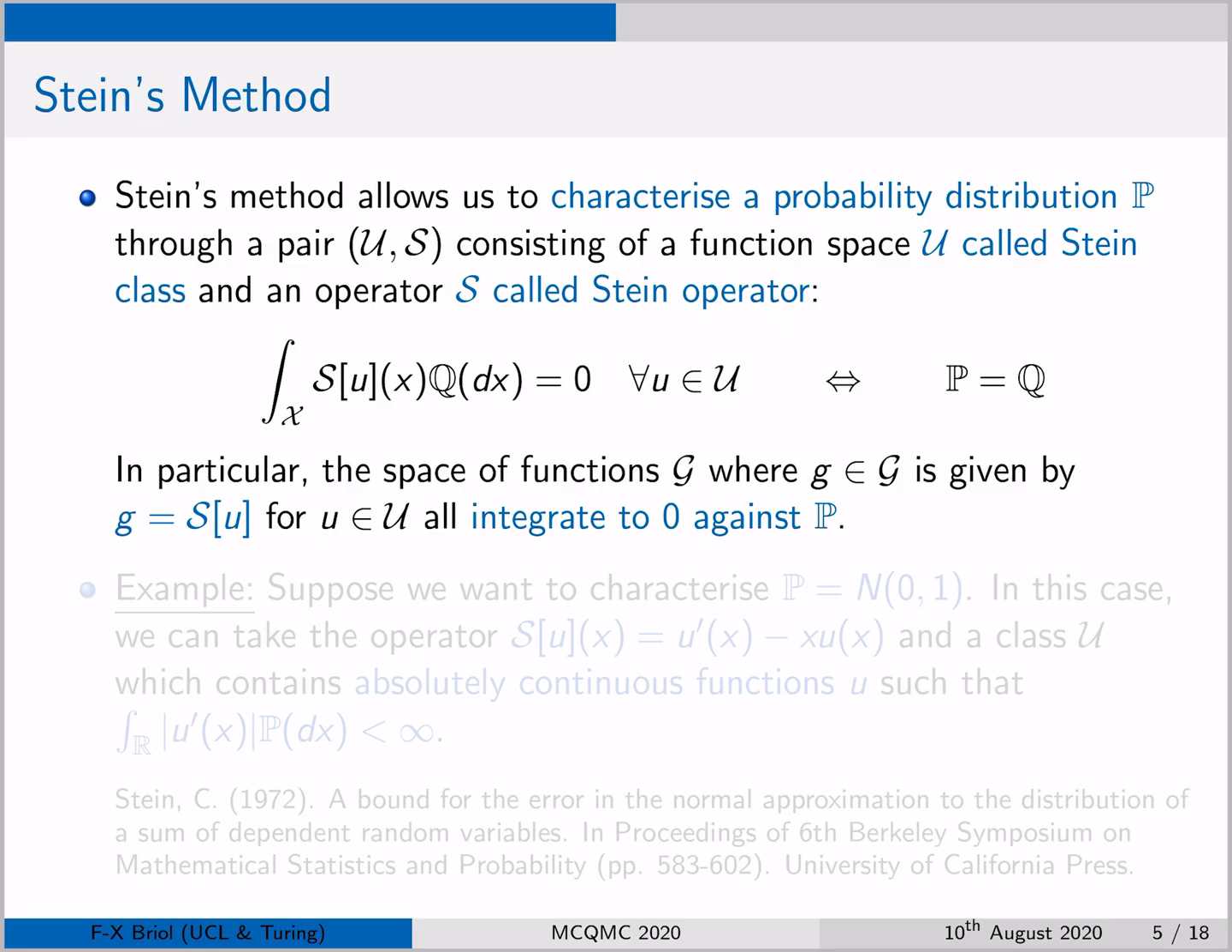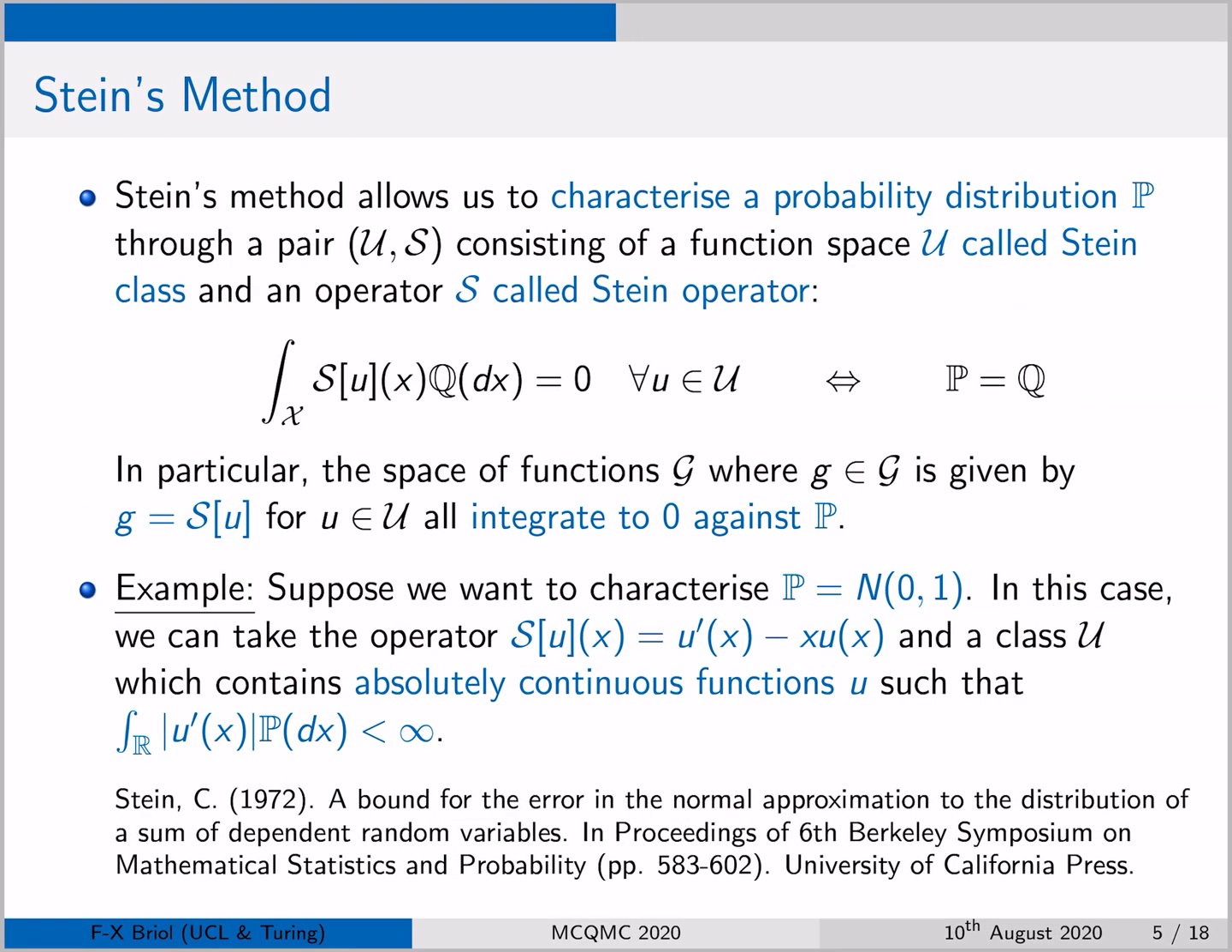Now, there's obviously the question of how you find such a function space U and a Stein operator. Here I've just assumed that we have access to these, which will be the case for most problems, because there's been a lot of research in Stein's method. But let me give you some examples of when we do have access to these.